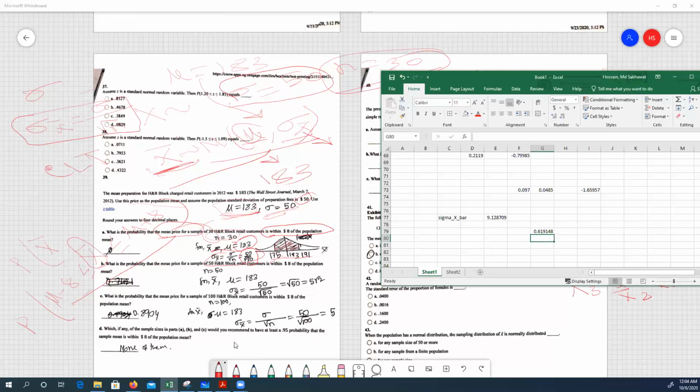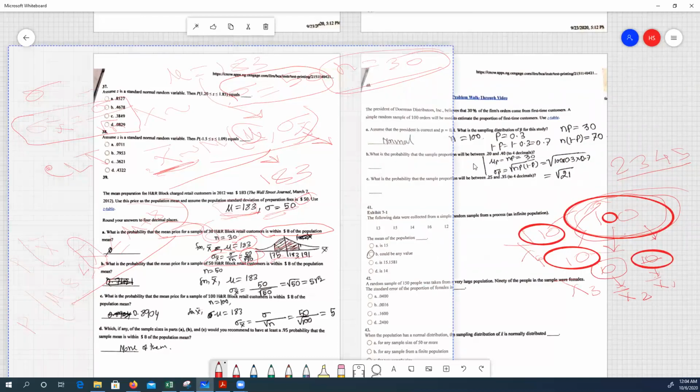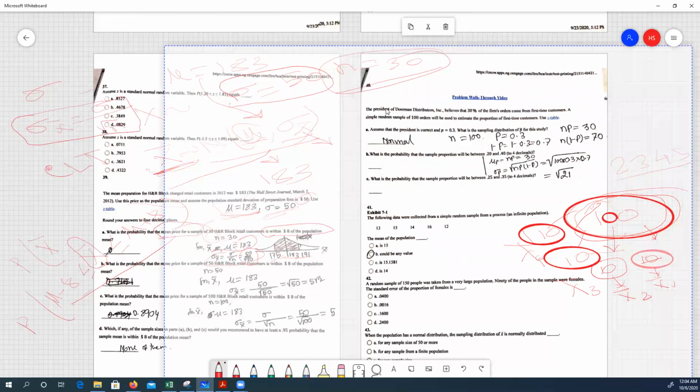Okay. The last question is this one. Here, this is also a sampling distribution of proportion. The previous one was the sampling distribution of the mean, and this is the sampling distribution for proportion. So here p is 0.3. Assume that the precedent is correct and the probability is 0.3. So what is the sampling distribution of p bar? That means the average for this study, the sampling distribution for this proportion.